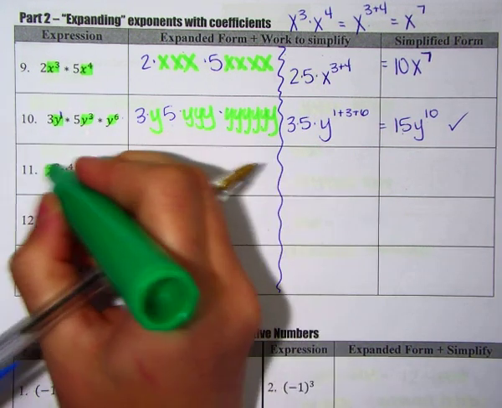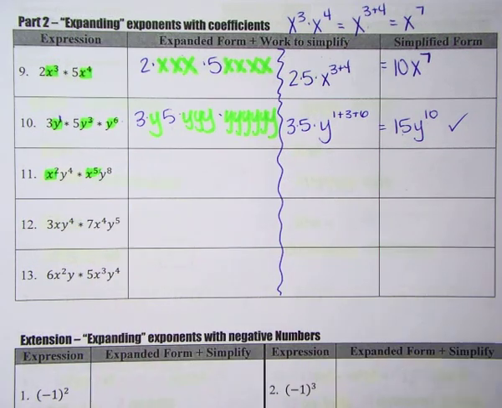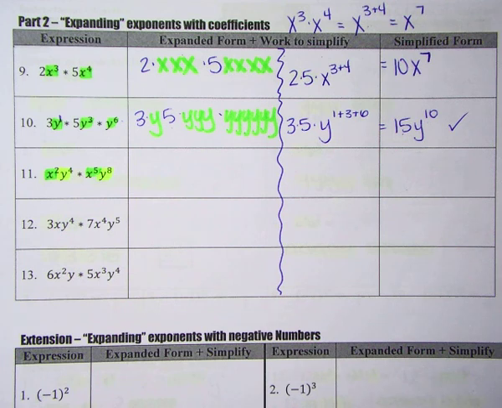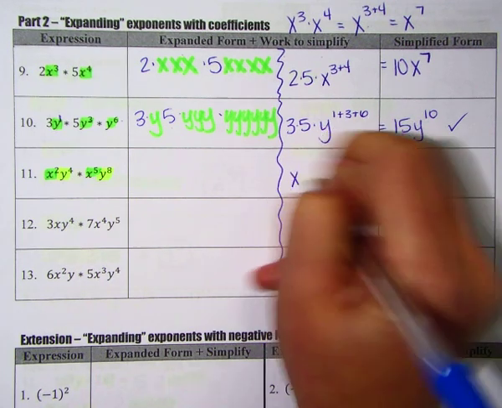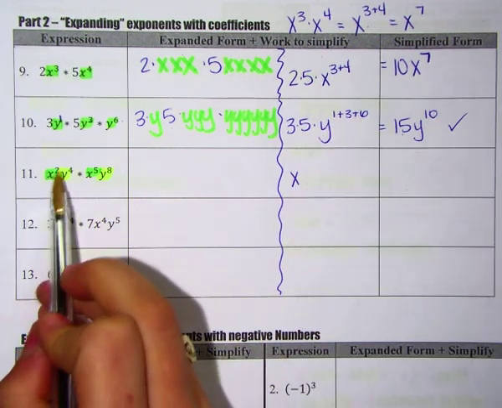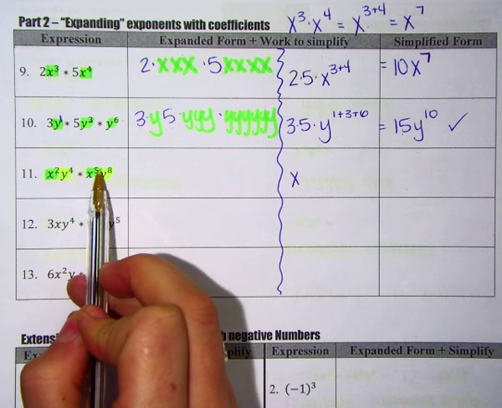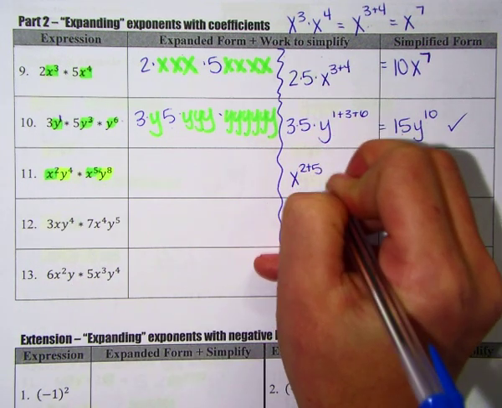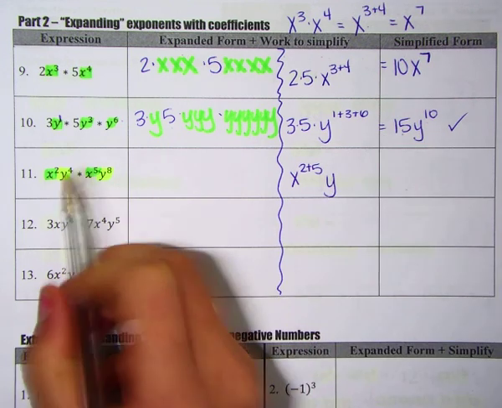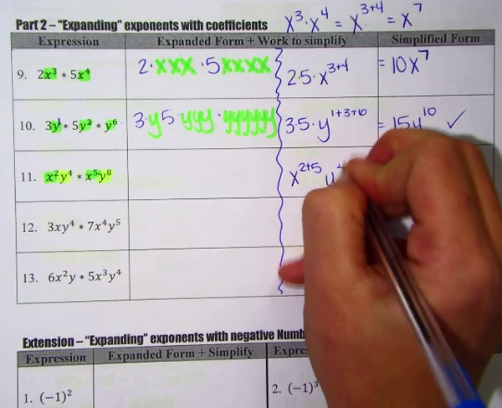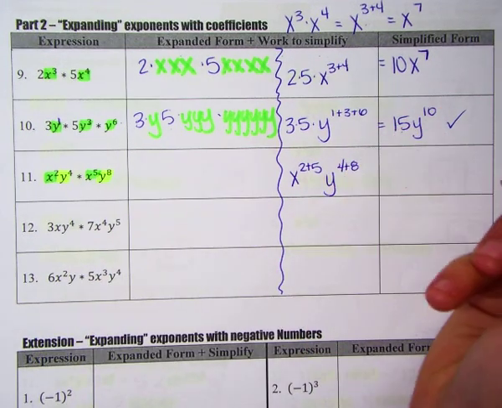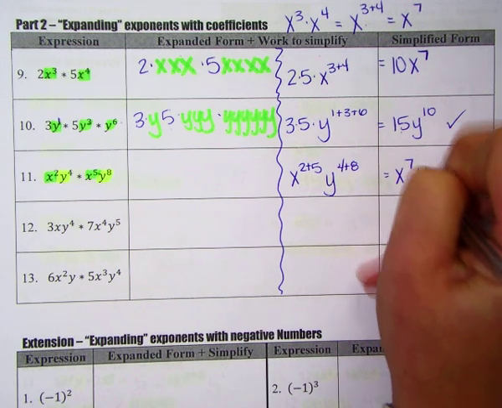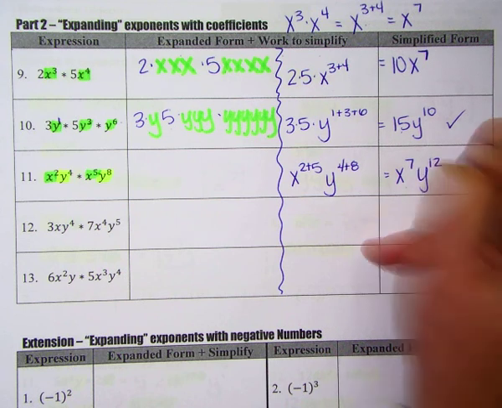Let's do the next one. Highlight the same variables. We've got x's and we have y's. So if you want to use the algorithm, since we're multiplying these, it'll be x to the 2 plus 5 power, y to the 4 plus 8 power. So it will equal x to the 7 times y to the 12th.